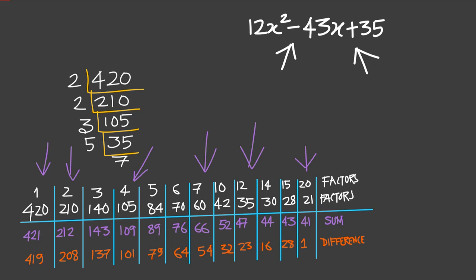You notice 43 is an odd number. Now try to recall, what is odd plus odd? Odd plus odd is even. What is even plus even? It is even. But if we add an odd number and an even number, then it will be odd. So one number has to be odd and the other number has to be even. By looking at the middle term 43, we can say that one is odd and the other is even.